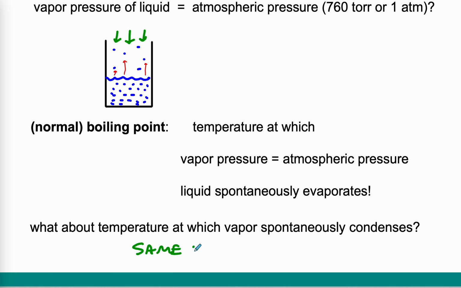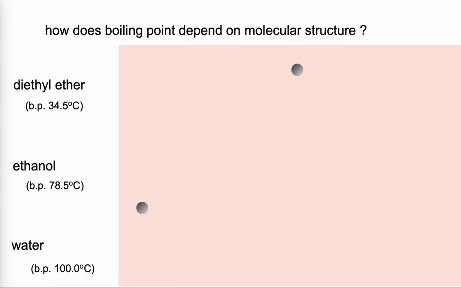So the boiling point of a liquid is equal to what you might call the condensation point. The temperature is the same, it's just a matter of which direction you're going. Now, let's ask ourselves, how does the boiling point depend upon the molecular structure? Here again are the three molecules that we looked at in the graph. Diethyl ether, which has a boiling point of 34.5 degrees Celsius, ethanol, 78.5, and water, 100.0.